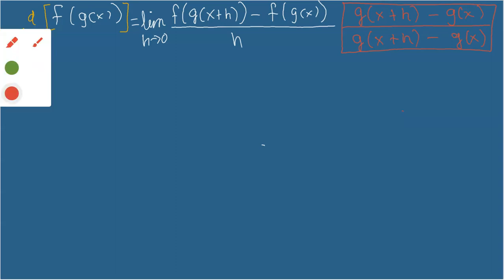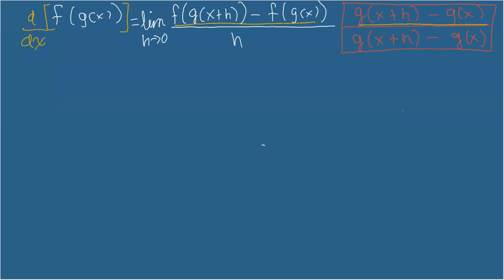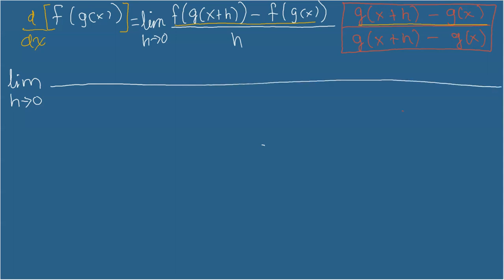Okay? So what I'm going to do then is distribute, because here I have a binomial multiplied by the binomial on the numerator. So I'm going to have to distribute. That's going to give me 4 terms, and I better leave some room because that's going to be a lot of writing there. I'm going to go ahead and write the denominator first. That will be h multiplied by g of x plus h minus g of x.